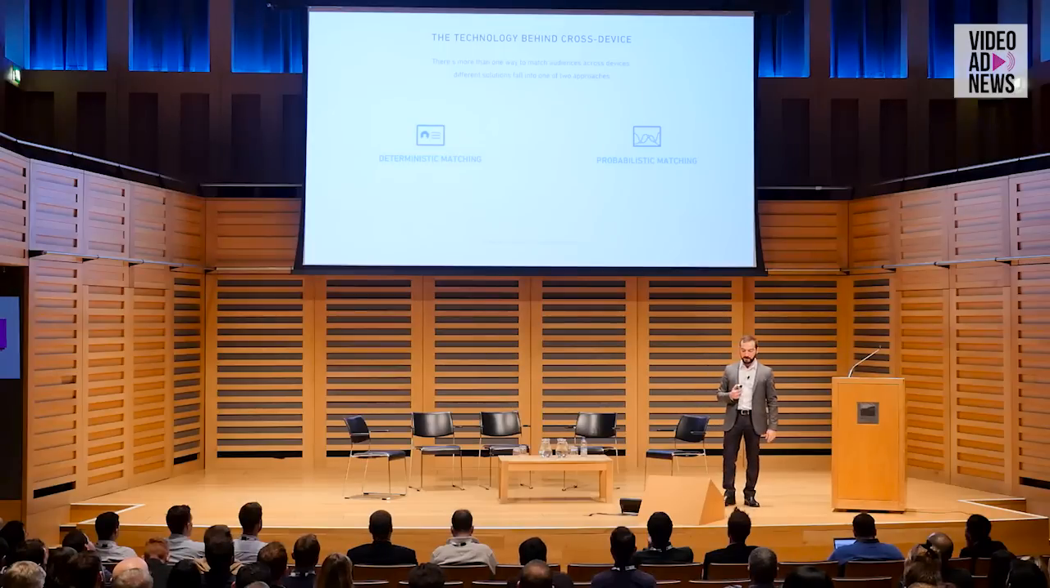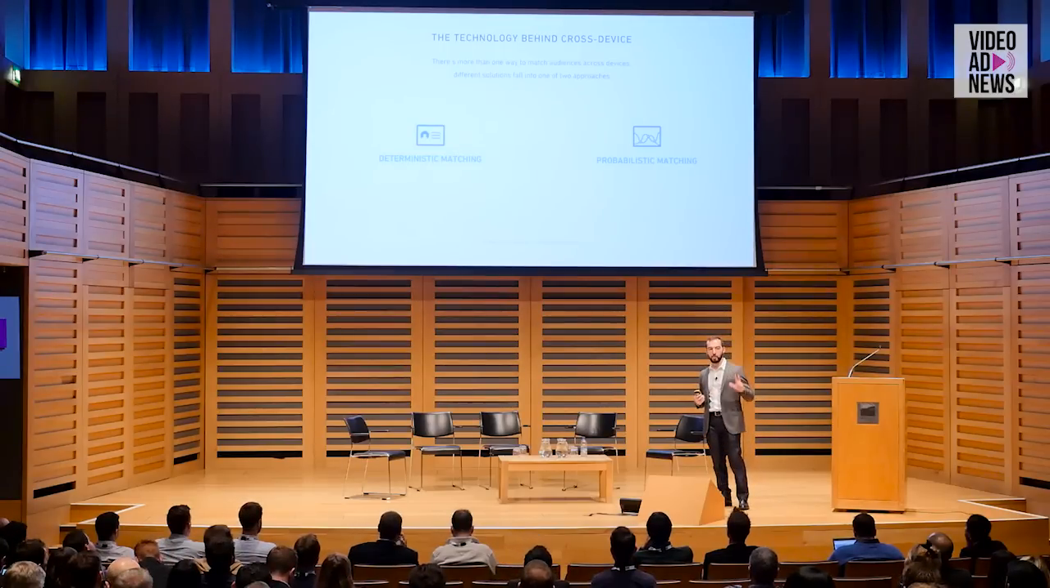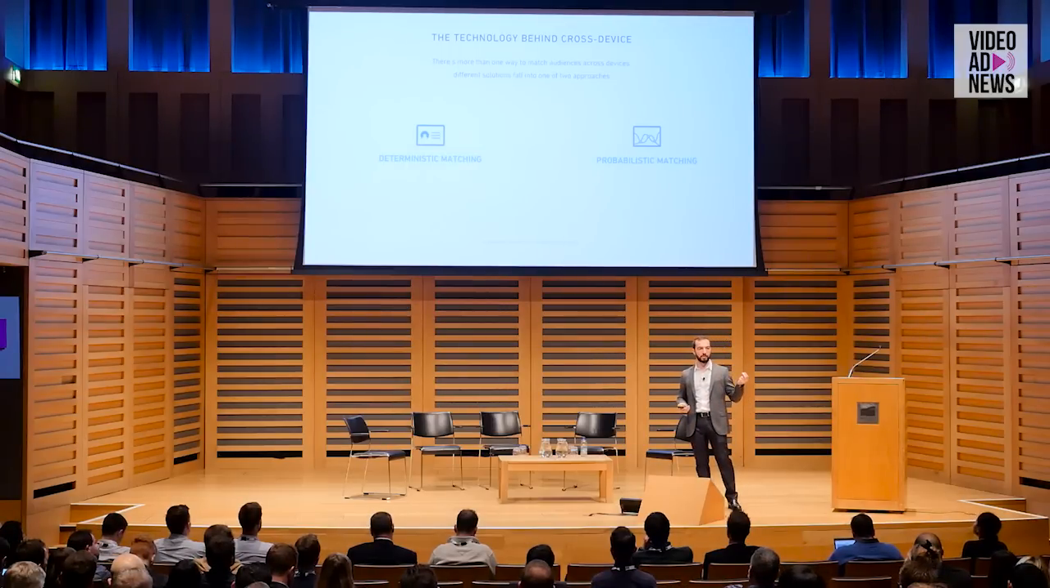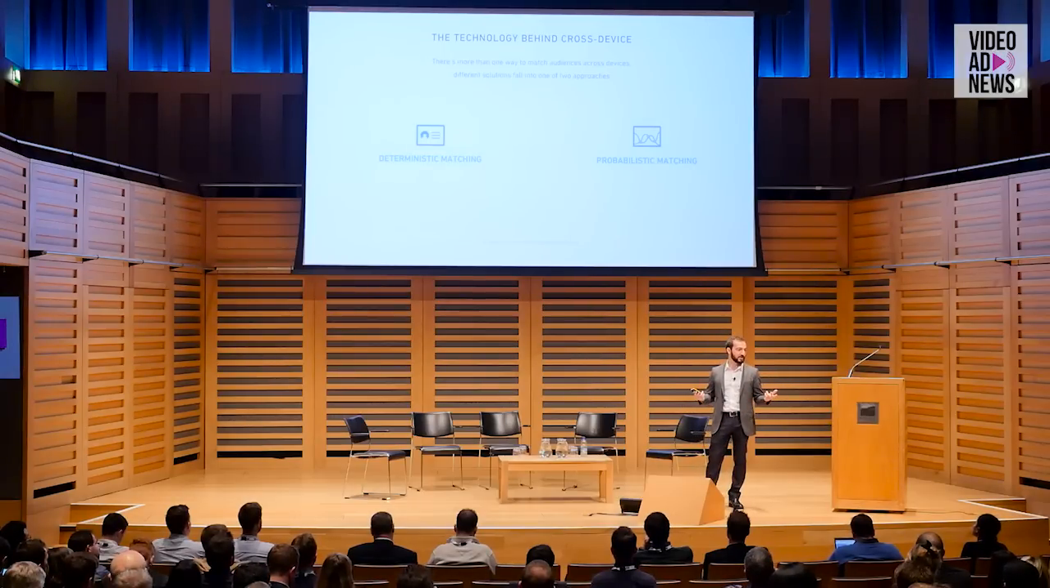Simple. How a device graph is built is the interesting part. So there's really only 2 ways of matching different users across devices. One way is called deterministic. It means that you know for sure that you're looking at the same user across multiple devices. It's typically done because you have a login or some sort of an email address, some sort of personally identifiable information.